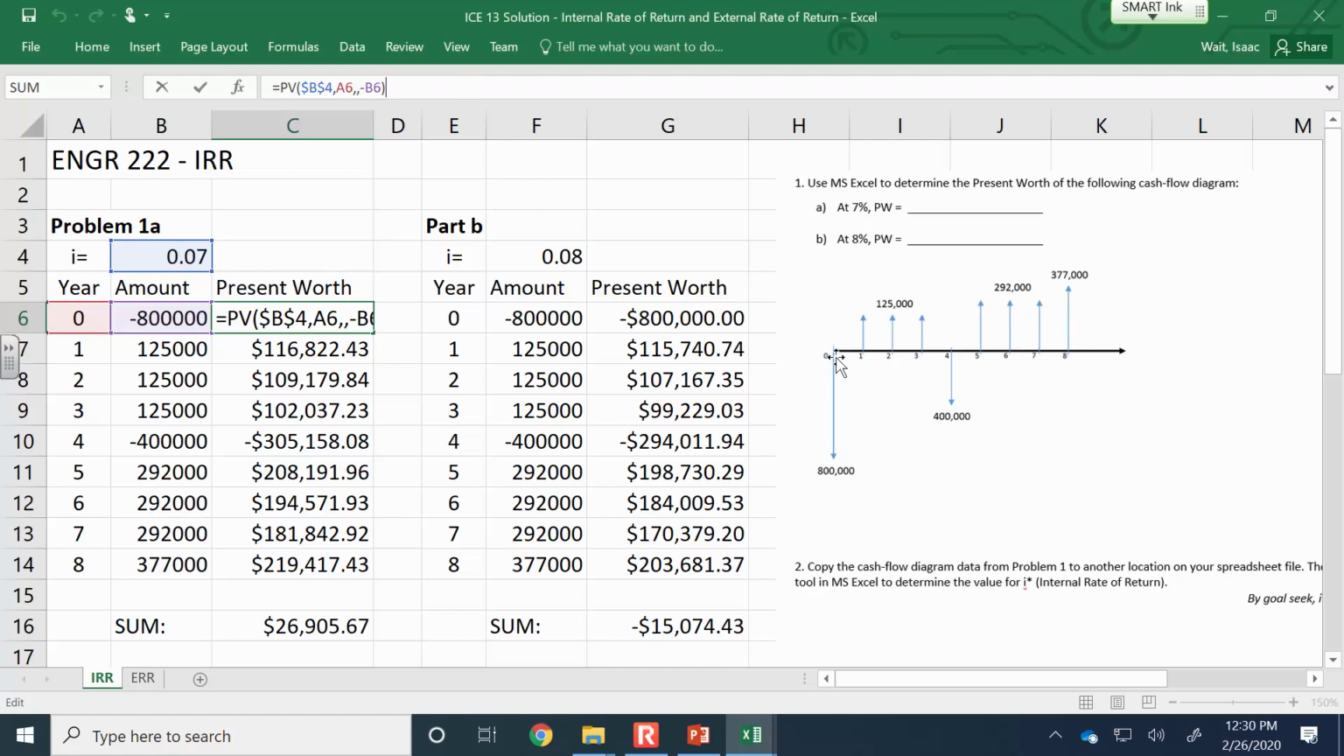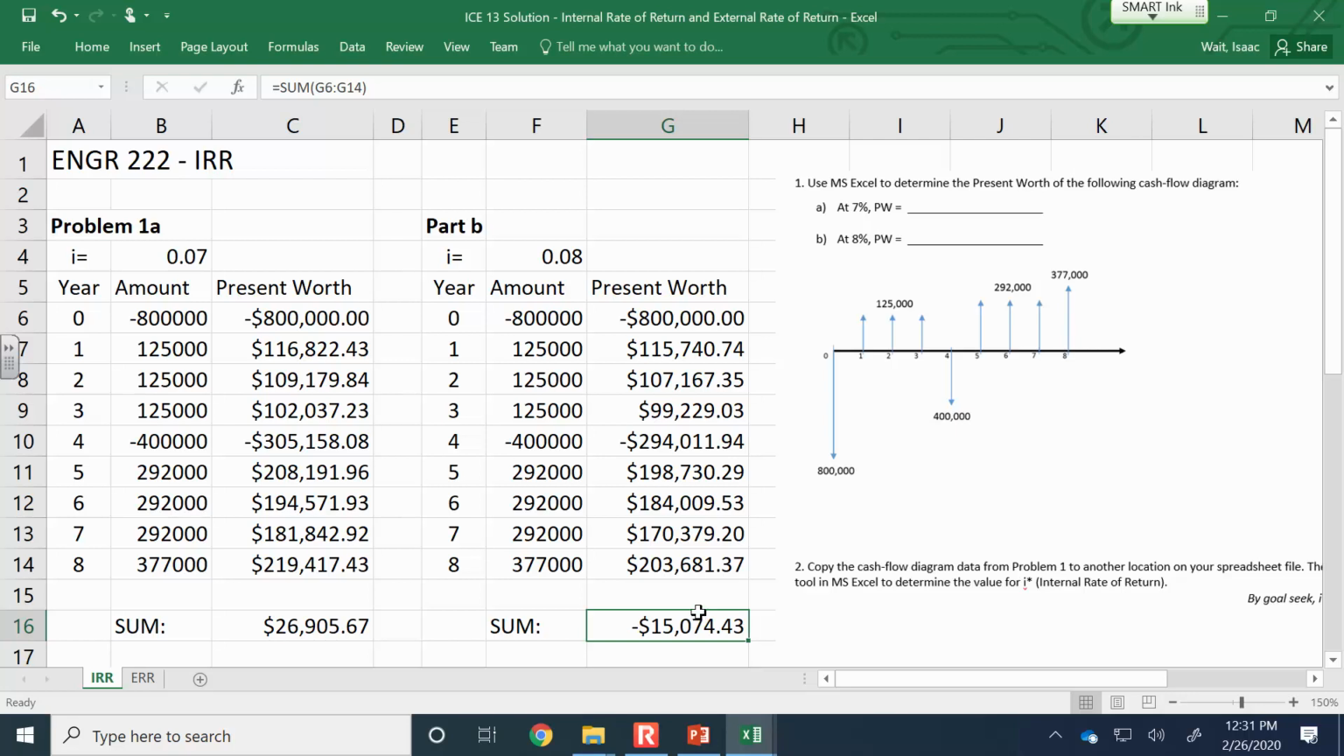So if you had to spend $800,000 at time 0, and then again had to spend a little bit more at time 4 in order to purchase these future revenues, and you're expecting a minimum of 7% interest, then what it says is you'll get the 7% and also an additional $26,905. But if your minimum acceptable rate of return is 8%, then this negative present worth tells you you're going to be disappointed because you're not achieving that minimum acceptable rate of return.